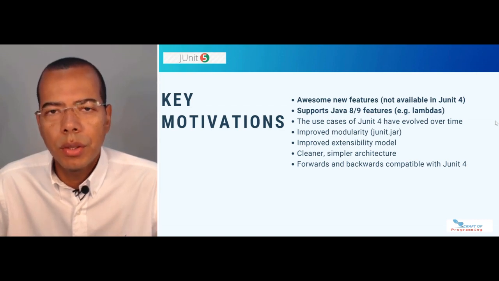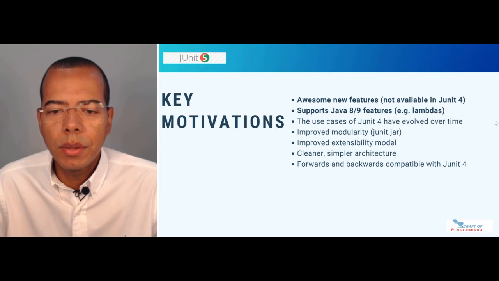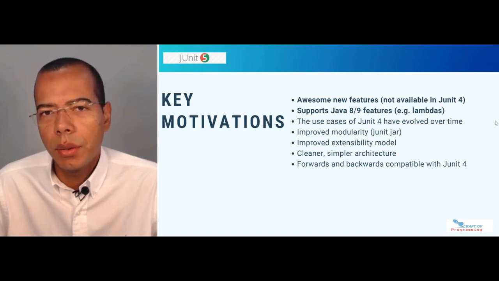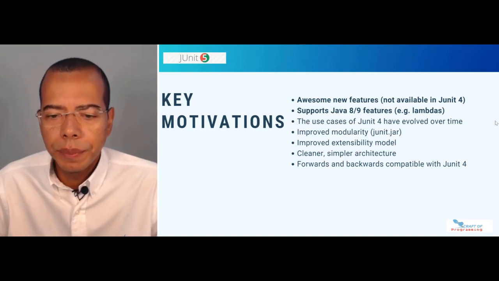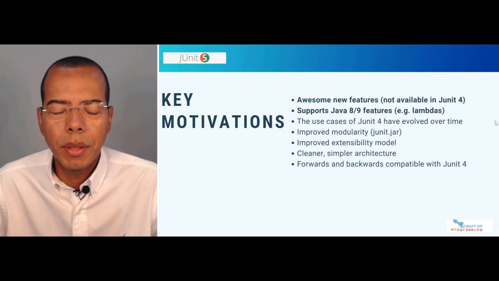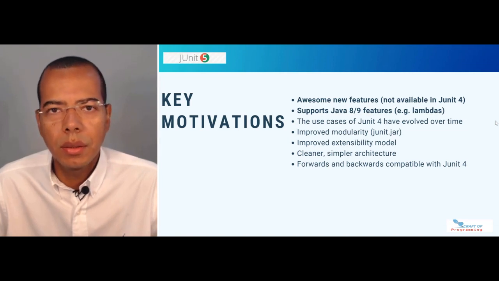Also, there are some improvements in the modularity, particularly in the way JUnit 5 handles dependencies. There is a new extensibility model, which effectively replaces the rules and runners extension model of JUnit 4, which we're going to cover, as well as a cleaner and simpler architecture. Perhaps if you're just writing tests, you're not really concerned about the architecture, but for people that build tools or IDEs, this is really a concern and something they pay attention to and value.